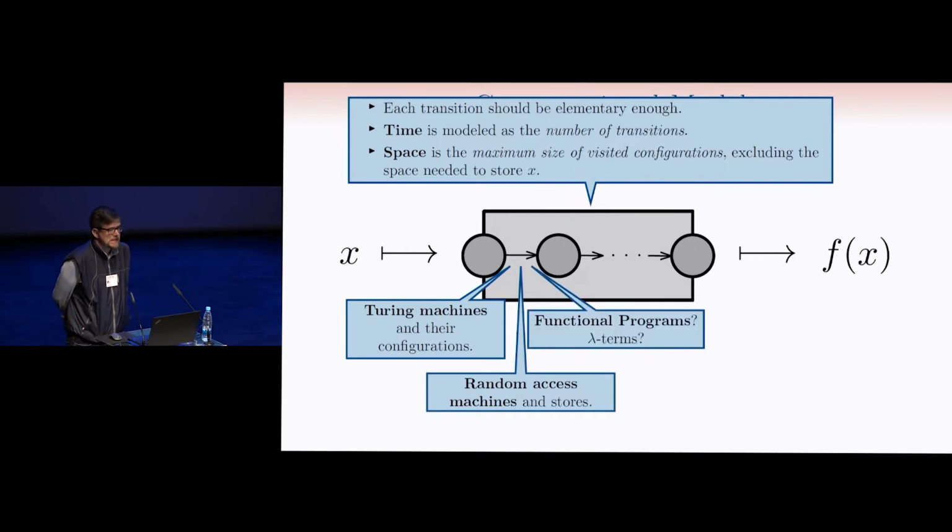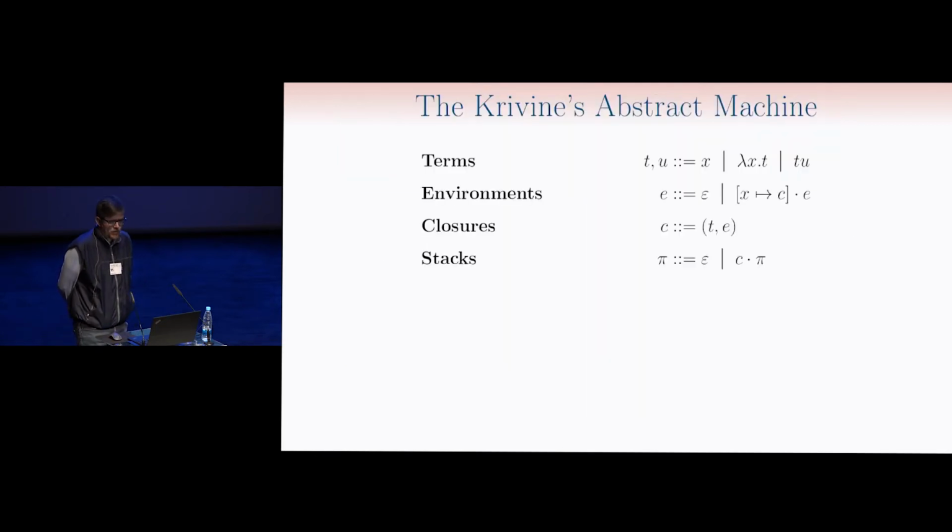But the question is, what happens with functional programs? Can we give functional programs the same status as we usually give to Turing machines or random access machines? Actually, this is a problem we have been working on. A little community of researchers have been working on it for years now, and this paper and this talk will be about, in particular, the aspects related to space. But let's take a look at what happens in time first. And let's do that by looking at the Krivine abstract machine.